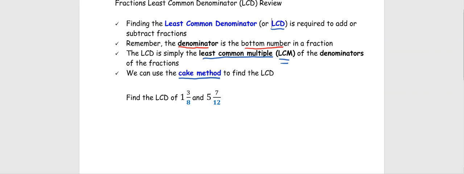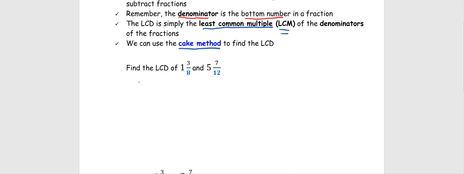So what I want to do is to quickly practice finding the least common denominator of these two fractions, 1 3/8 and 5 7/12. Now I've outlined for you the denominators. They are in blue. They are the bottom parts of the fraction. The whole number pieces, the 1 and the 5, are not relevant in this. And for that matter, for finding the least common denominator, the numerators, the 3 and the 7, are also not relevant.